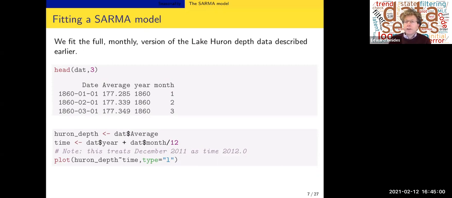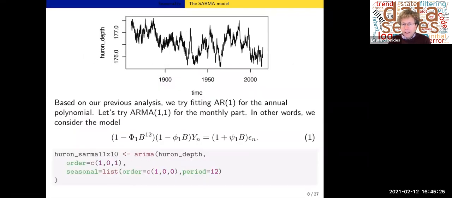Well, you have to decide for this whether January is 1/12 or 0. Here I figured that probably the December data were accumulated to the end of the year. So in some sense, the December data should correspond to the very end of the year. That's how I've done it. Okay, here's the data. Based on our previous analysis, we could fit an AR1 model for the annual polynomial.